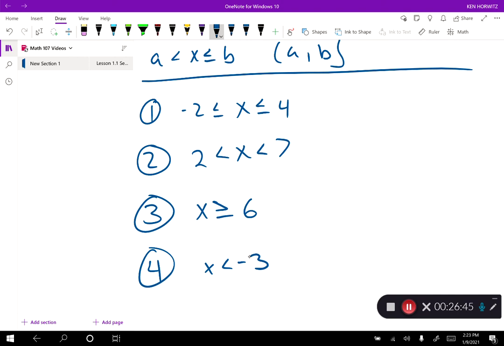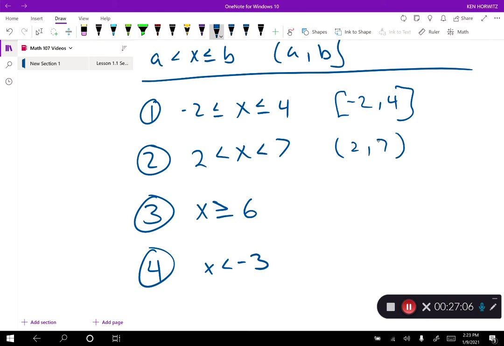All right, hopefully you paused the video and worked through these examples. Shouldn't have taken that long. For the first one, pretty straightforward. It is a closed interval on both sides. You have bracket and bracket. And number 2 is an open interval on both sides, like that.